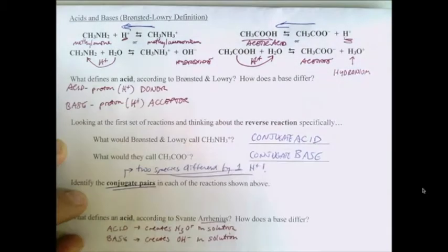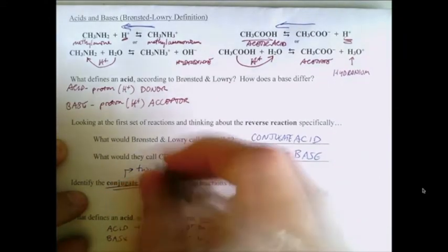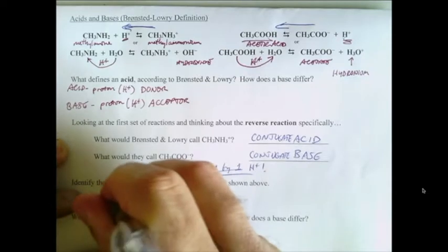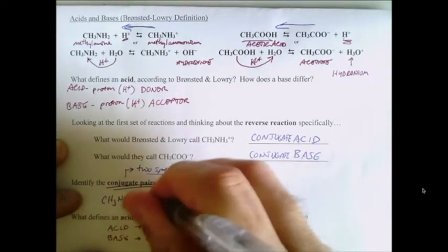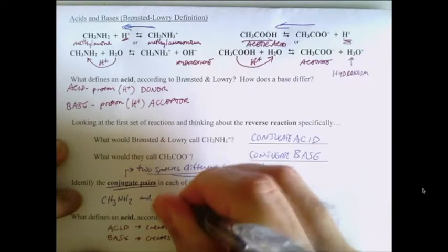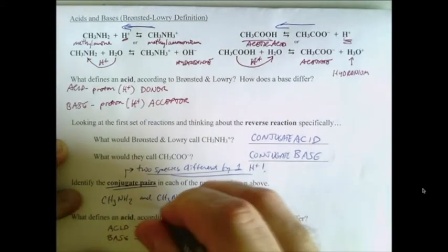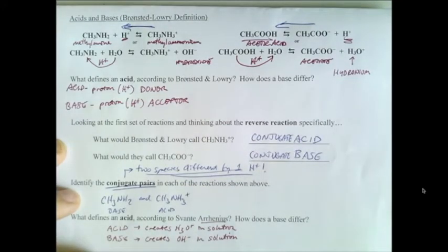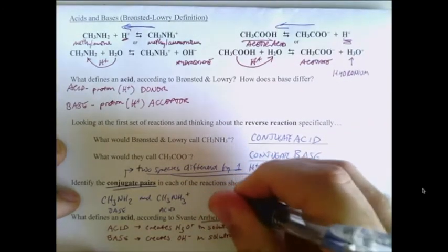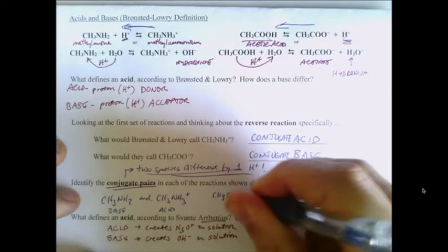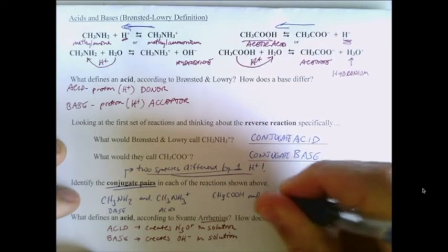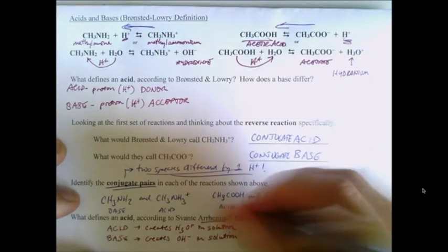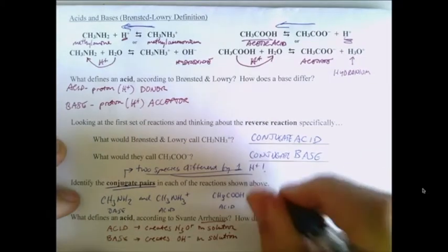So if I look at our reactions up here, what I would have is, first off, as a pair, CH3NH2 and CH3NH3 plus. And in this case, that one's the acid, that one's the base. I could do the same thing with the acetate. CH3COOH and CH3COO minus. Again, acid, base, conjugate pair.